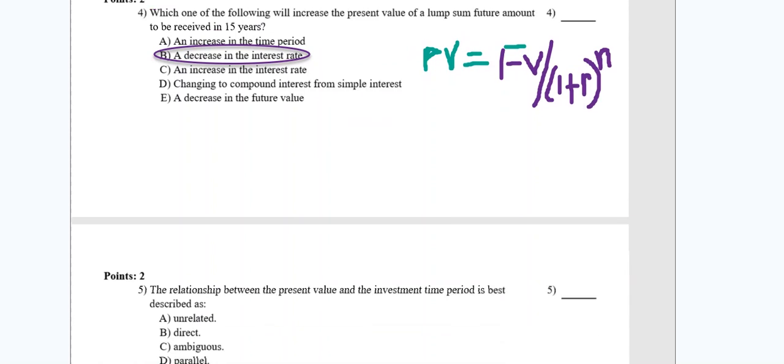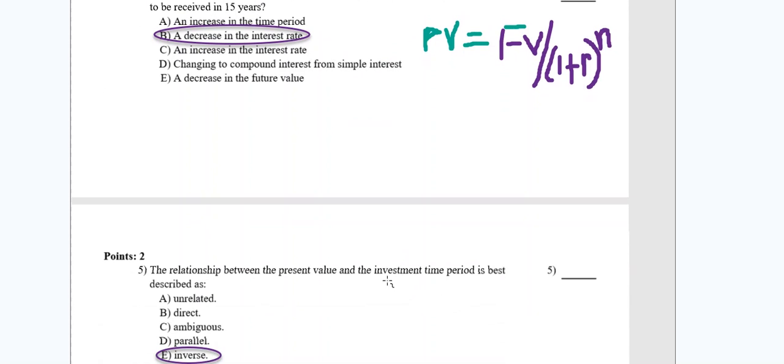The relationship between present value and investment time period is known as an inverse relationship. Why? Because if the investment time period increases, the present value falls. That's why the relationship is inverse, and that can be seen from this equation, because the number of periods is in the denominator.